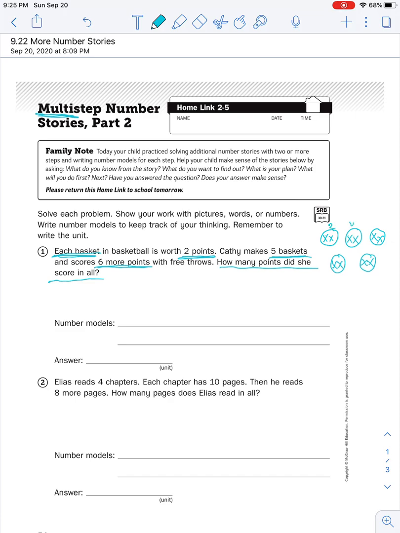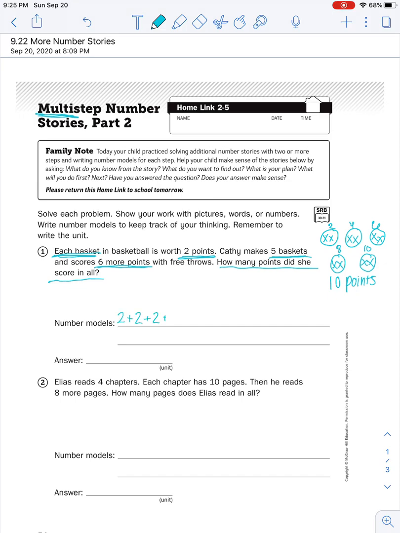So 2, 4, 6, 8, 10. Okay, so she made 10 points from those 5 baskets. All right, but we're not done yet because it says she scored 6 more points with free throws. So first let me put my number model for the first thing that I just did.